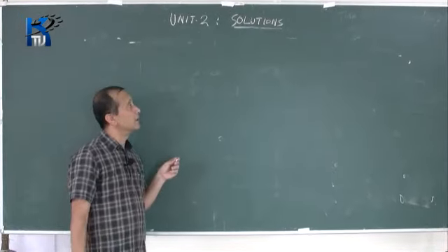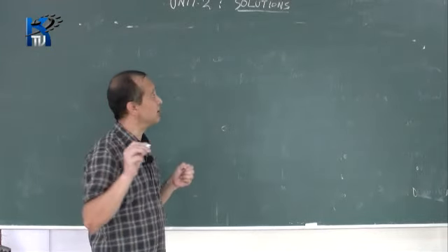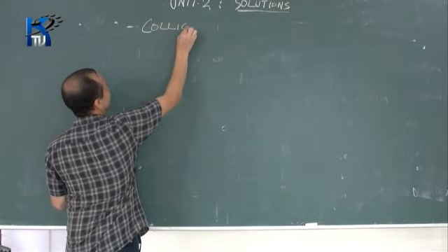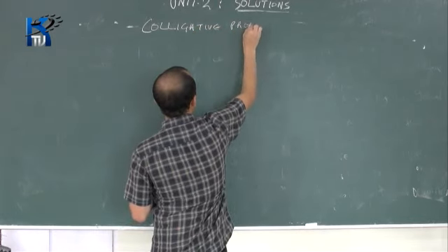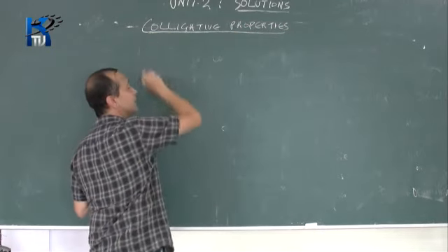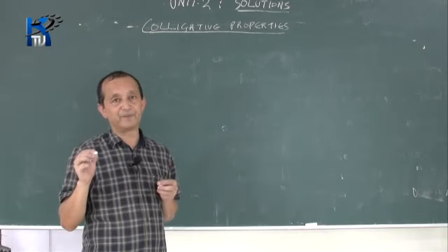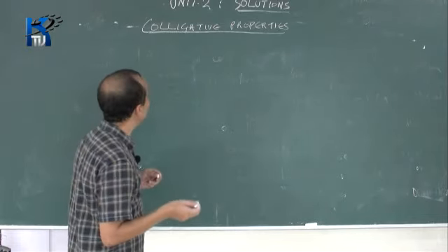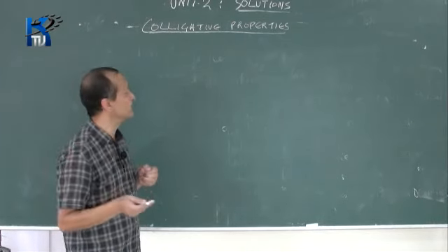Next, we are going to do a very important topic in this chapter on solutions. That topic is known as colligative properties. This is a topic on which almost every year you have numericals to solve, and it is very scoring also. So what is the meaning of colligative properties? We will first write the definition of colligative properties.